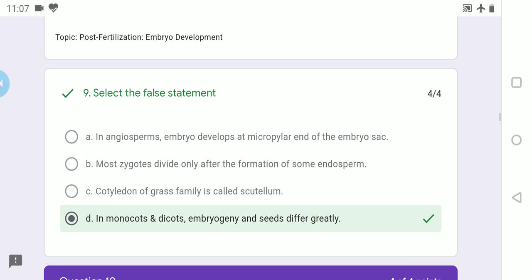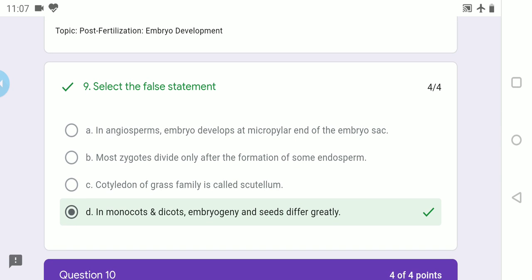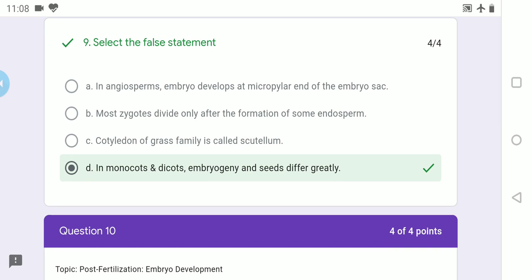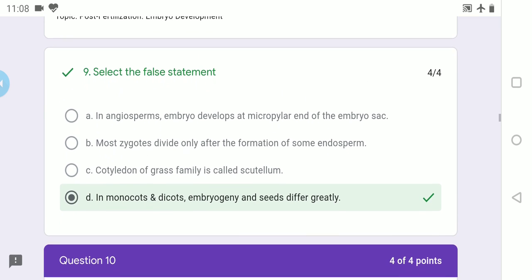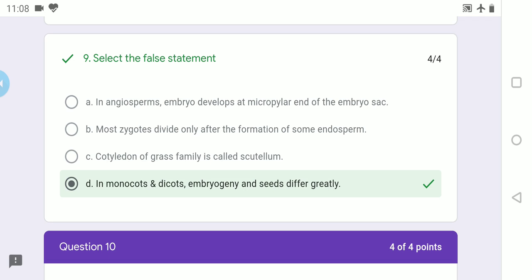And the ninth question. This is related to the topic post-fertilization, embryo development. Select the false statements. There are four statements given, related to the formation of embryo. We should identify the false statement. Out of these four statements, one is false and the remaining three are true. Let me read the first statement. In angiosperms, embryo develops at the micropylar end of the embryo sac. That is true. B, next one. Most zygotes divide only after the formation of some endosperm. This is also true. Then the third statement. Cotyledon of the grass family is called scutellum.